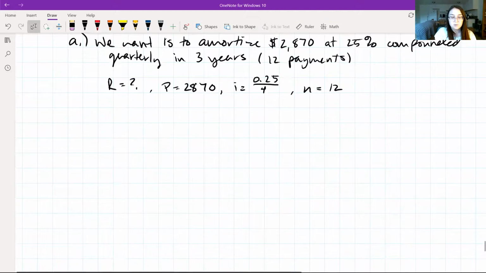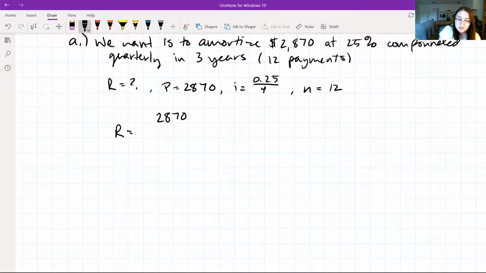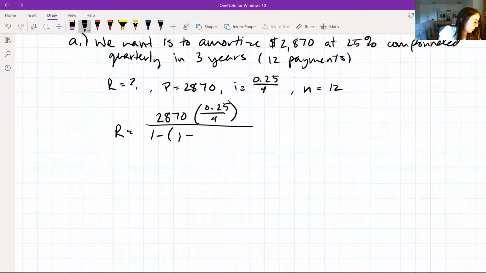So we can plug everything into our equation. R is equal to P times I, so 2,870 times 0.25 divided by 4, all divided by 1 minus (1 plus 0.25 divided by 4) to the negative 12th power. So this is our entire equation here.